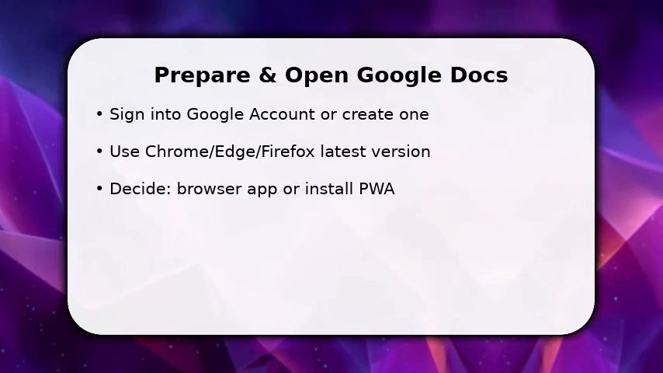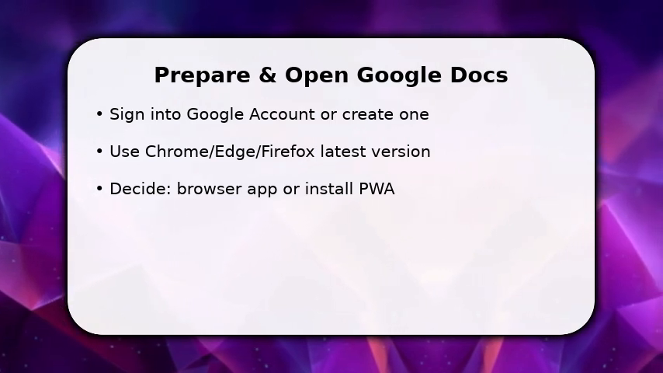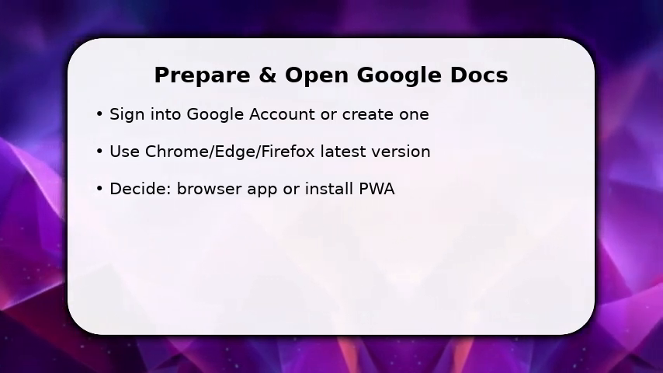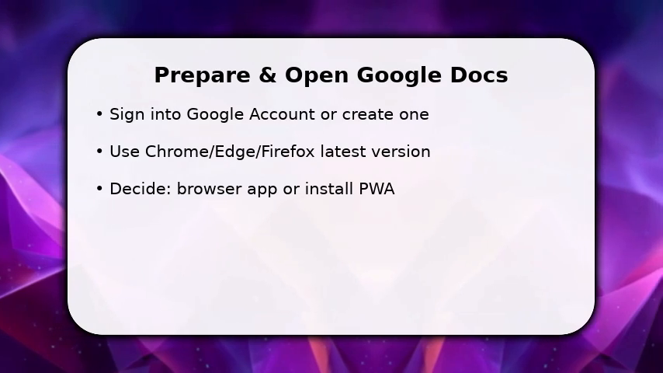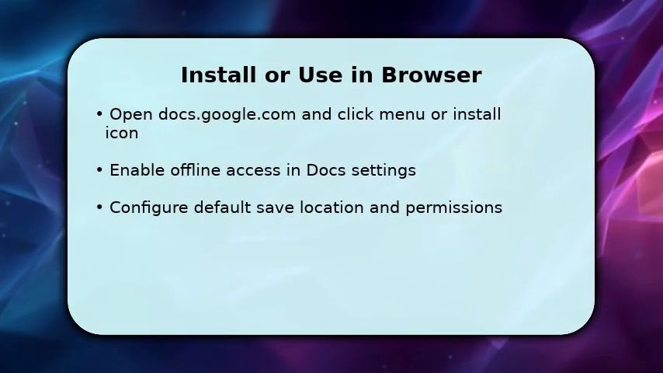Google, and choose whether to use it in the browser or install the progressive web app. Installing the PWA gives an app-like window and offline support, which I'll show how to enable next. Now focus on the middle steps.